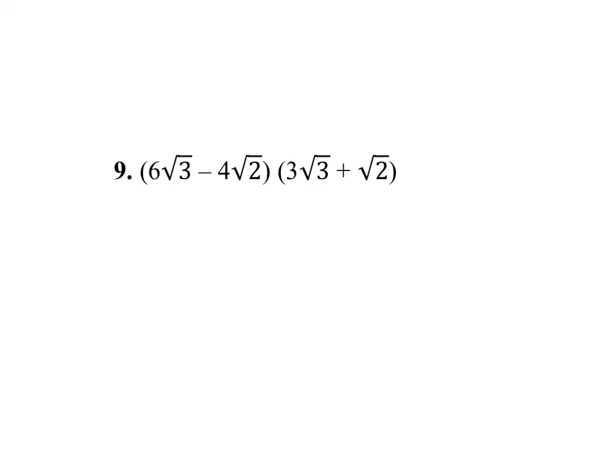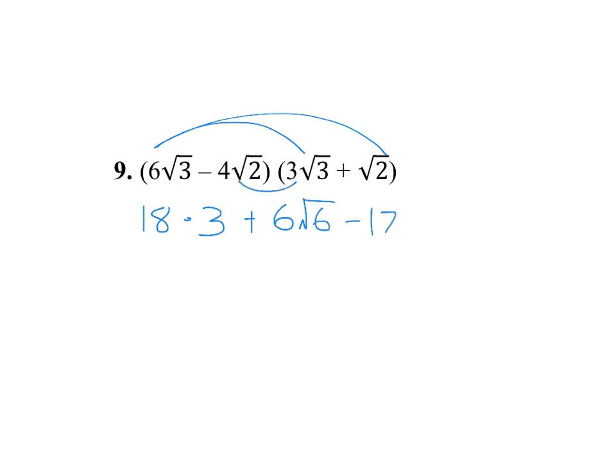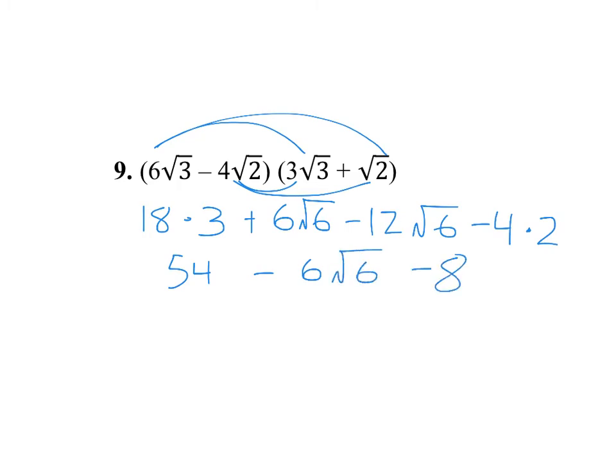All right, on number 9, we're going to FOIL again. So that's 18 times 3. Rad 3 times rad 3 is just 3. This is plus 6 radical 6 minus 12 radical 6. And that's minus 4. And then rad 2 times rad 2 is just 2. So we have 54 minus 6 rad 6 minus 8. 54 minus 8 is 46.